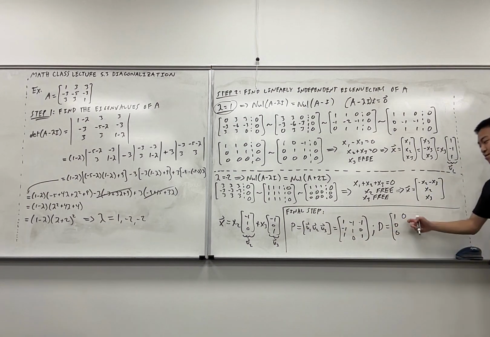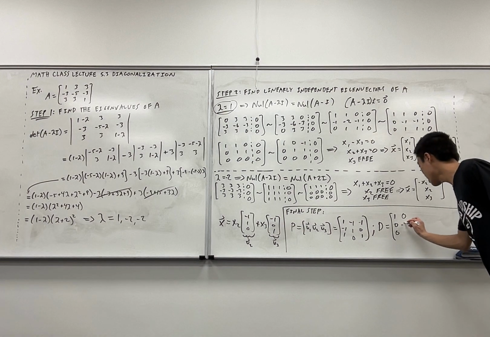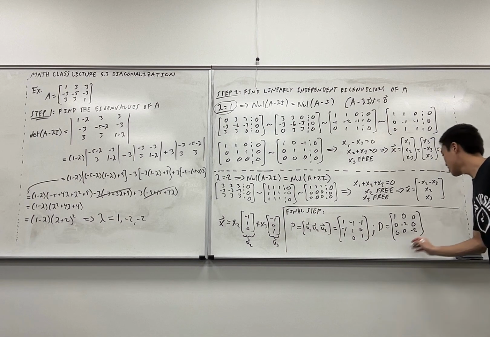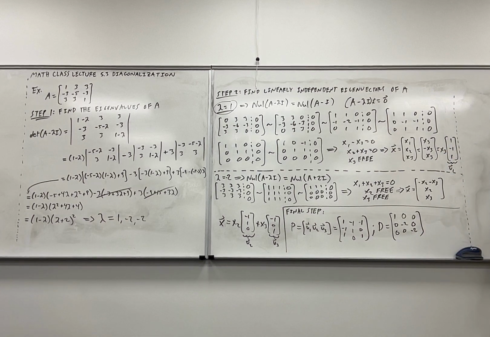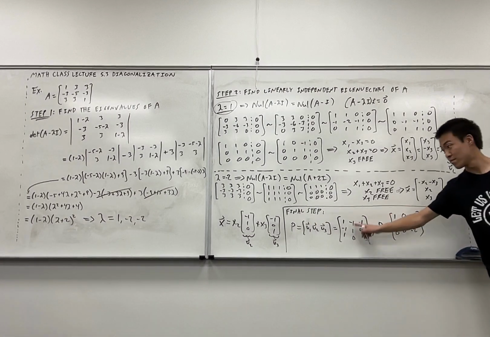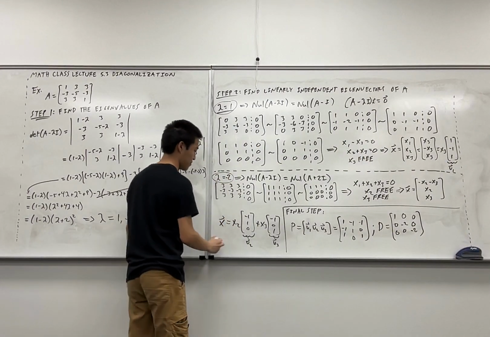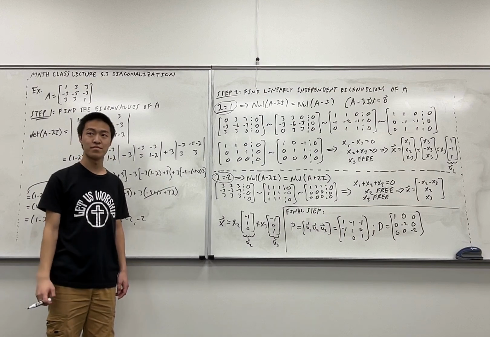So then what's the second column? 0, -2, 0. Good. And then what's the last one? 0, 0, -2. How did you know that? Because the first eigenvector is the one from step 2, and that one is where we use lambda equals 1. So we put that in the first column slot. And then the second column is respectively the same idea and concept, because we used it in the next step.